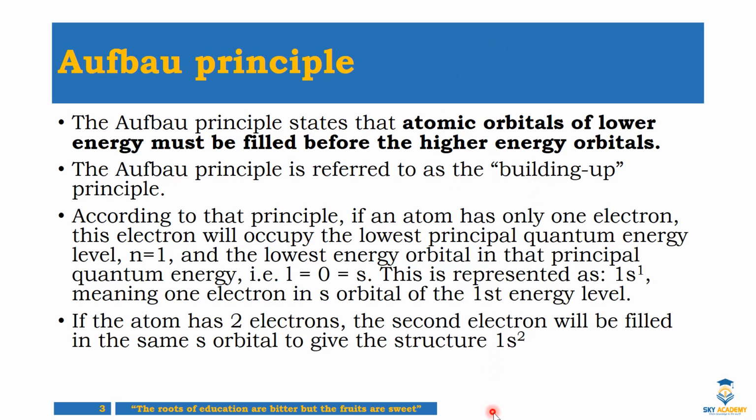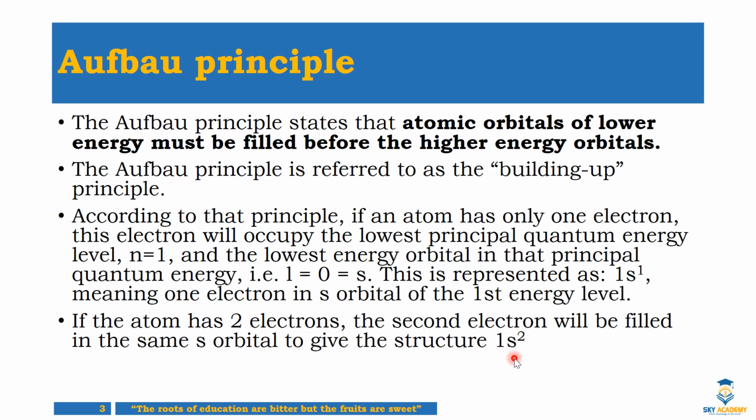Before higher energy orbitals. When we come to 2, we have 1s, 2s, 2p. You cannot fill the electrons of 2s before filling the electrons of 1s. Also, in an orbital you can have at most 2 electrons. You cannot fill more than 2 electrons in an s orbital.